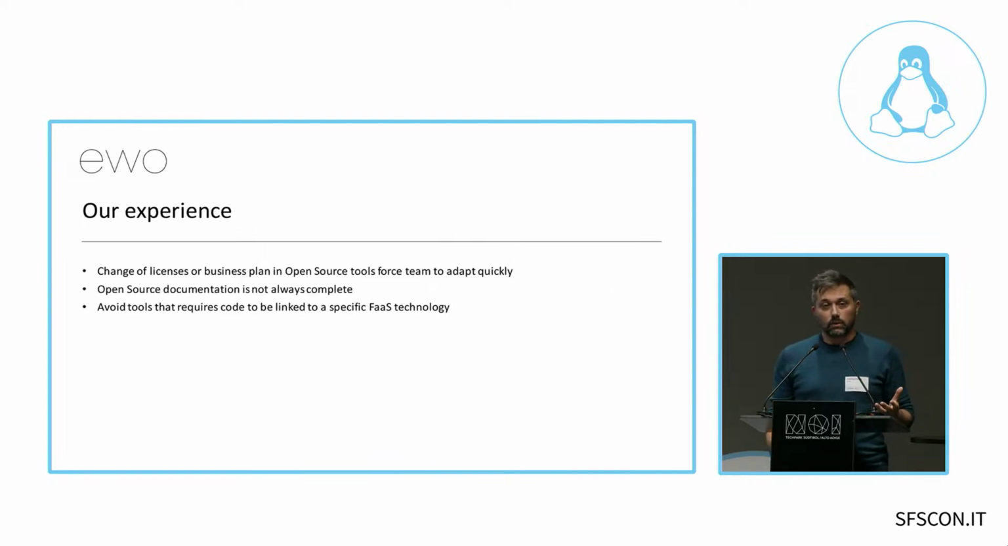What was then our experience? What did we pass through in this migration? Well, the first thing is that whenever you play with open source software and there is a change of license or a business plan of a specific framework, then it can be a problem. You need to adapt quickly, because then you need to transform what you have to go in another direction.